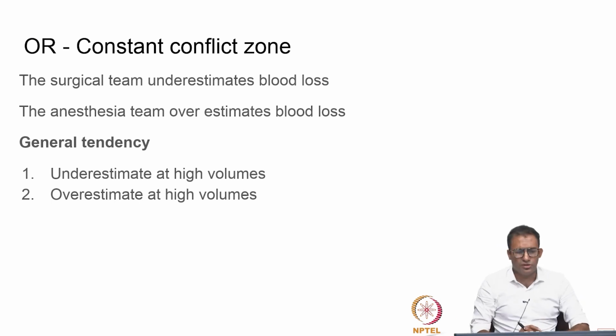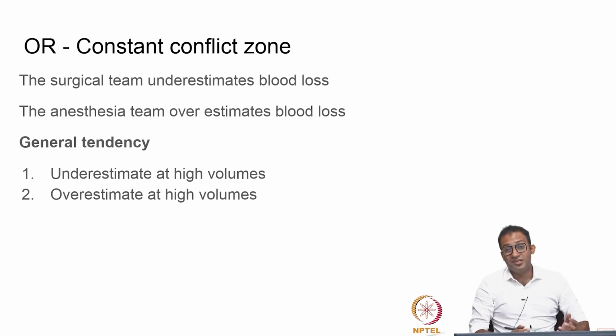The operating room is a constant conflict zone. The surgical team constantly underestimates the blood loss because they are operating, they take responsibility for the patient, and they are going to be blamed for the bleeding. They also don't want anyone to undermine their technique. So you might see an entire lot of blood, 100 ml of blood loss, and the surgeon will say, operation completed with minimal blood loss, 25 ml only.